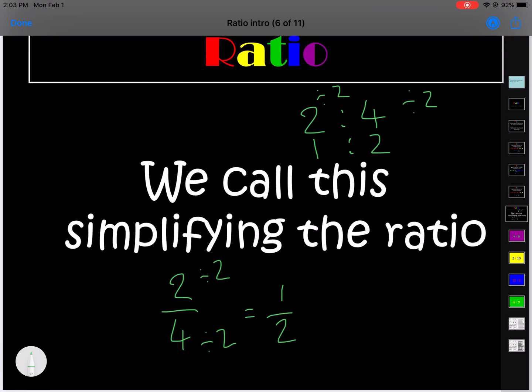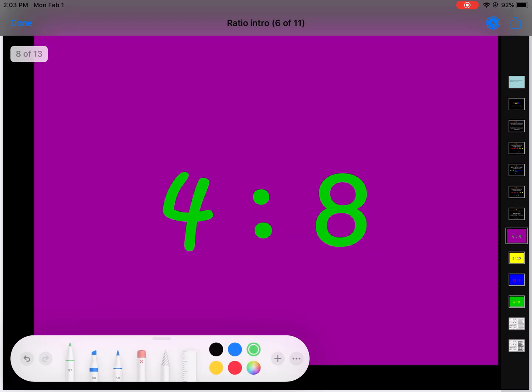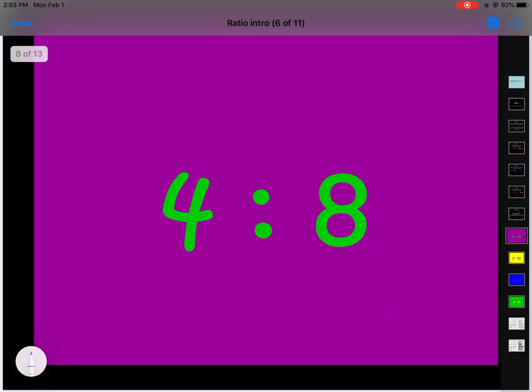Okay, so let's see how this works in practice. The ratio 4 to 8. We want to simplify that, so we look for a number that we can divide both 4 and 8 by. We can divide them both by 4. So that will give us a ratio of 1 to 2. And that's it simplified. We can't go any further because there is no number that we can divide both 1 and 2 by, apart from 1, which just leaves us with 1, 2.